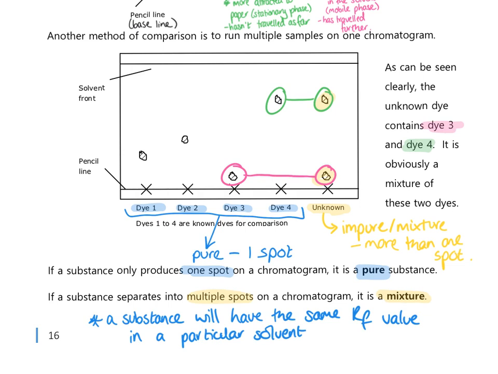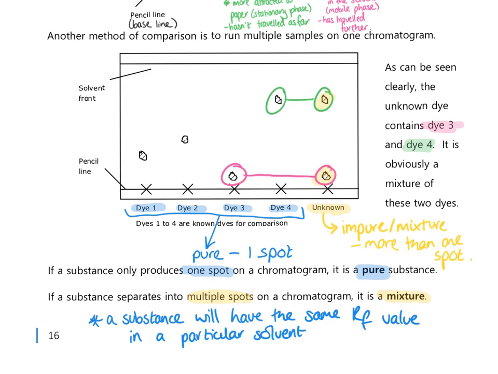But different substances will have different RF values in different solvents. So if I have a particular substance and I use the solvent water, it will have a particular RF value, but then if I do it again in the solvent ethanol, it might have a different RF value. So you just need to be careful about what solvent you have used.